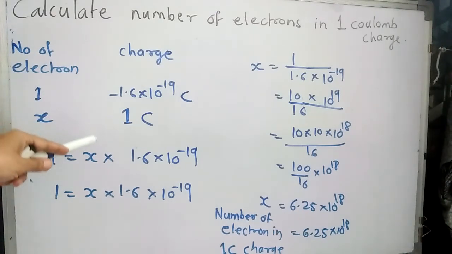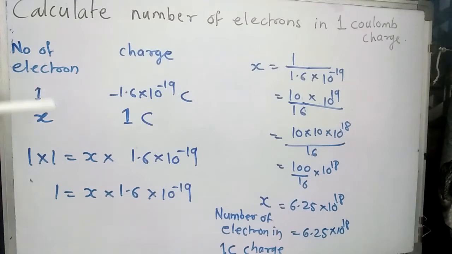Now if we have charge 1 coulomb, how many electrons are required? So we will say we require x number of electrons for a 1 coulomb charge. So we have to calculate x. As we do cross multiplication, 1 into 1 is equal to x multiplied by 1.6 into 10 raised to minus 19.